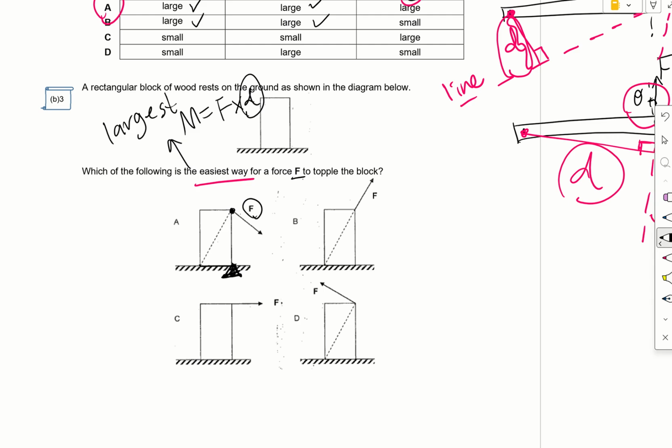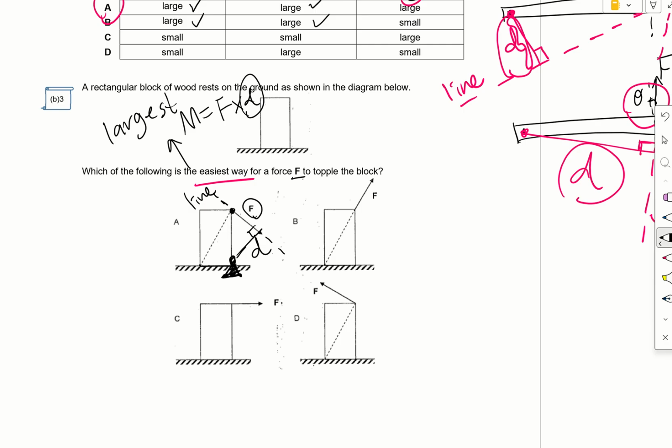So the next part is to determine the perpendicular distance. What's the first thing? You need to draw your line of action of the force. So this is the line. This is the point over here. And therefore, this will be the perpendicular distance.